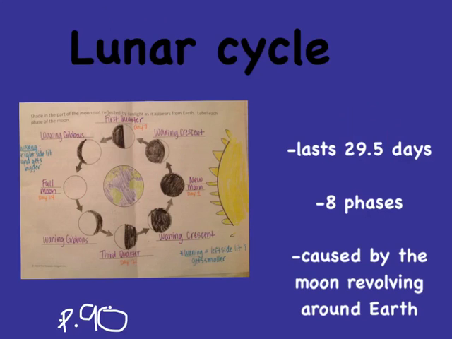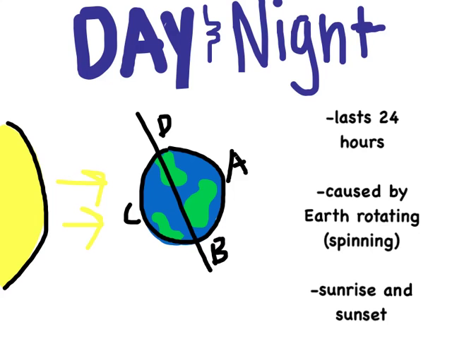So that's our lunar cycle. Make sure you wrote your notes down in the little flap and refer to your notes some more as you are studying. All right, the next cycle we're going to look at is day and night. The first thing we need to remember about day and night is that cycle lasts 24 hours.